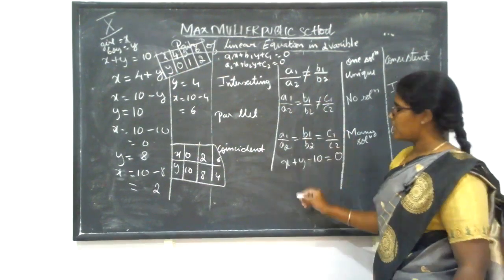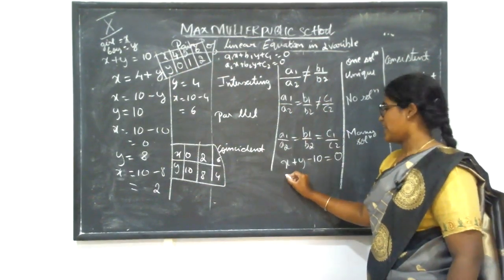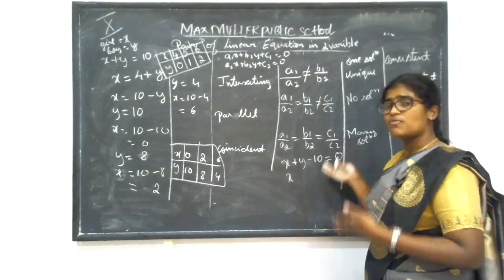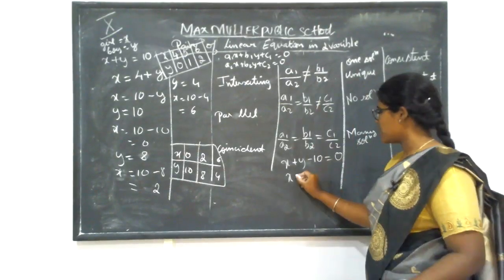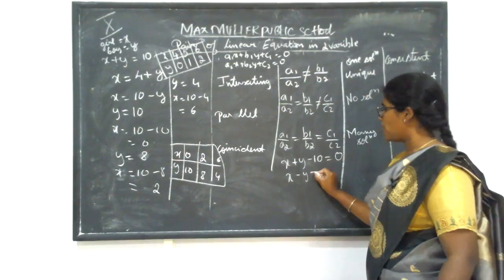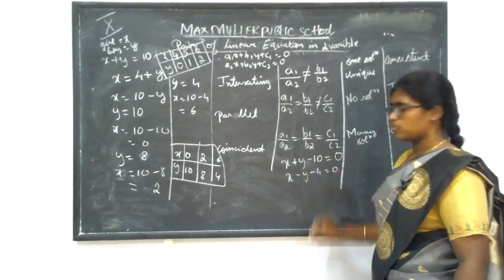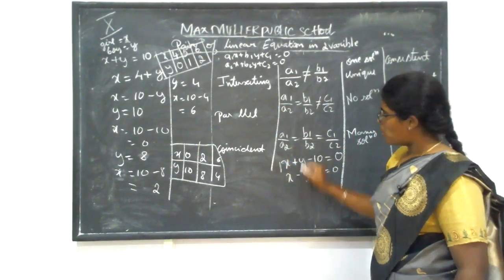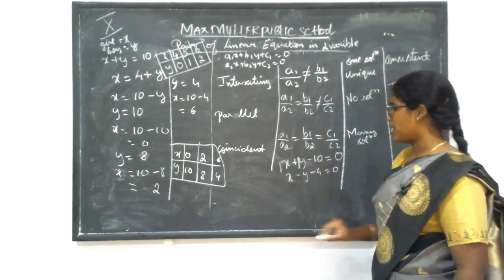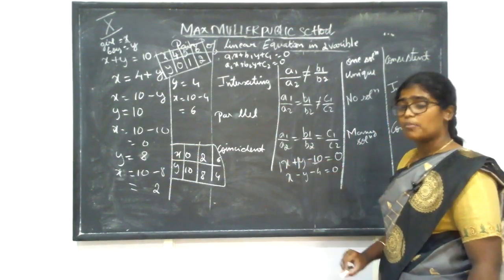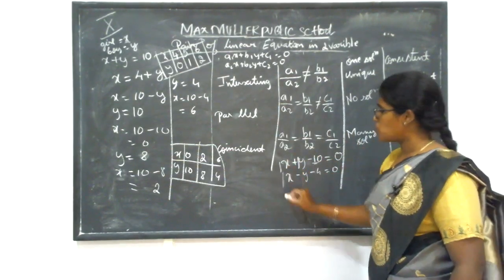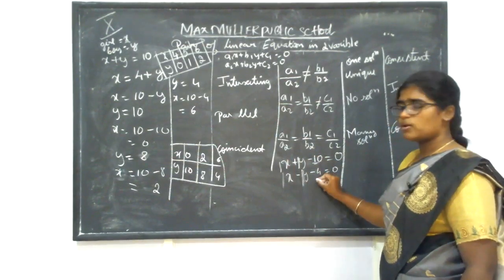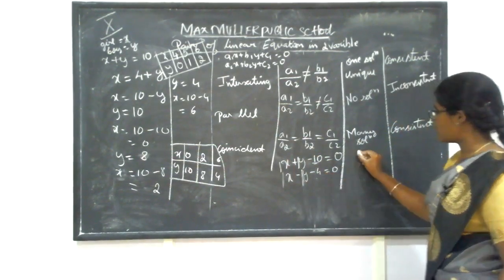And coming to the second equation, what do you have? x you have in the same side. Here you have 4 plus y. If you take 4 plus y this side, it will be x minus y minus 4 is equal to 0. Correct? Now, what is A1 value? 1. What is B1 value? 1. What is C1 value? Minus 10. A2 value is what? 1. B2 value is what? Minus 1. C2 value is what? Minus 4.